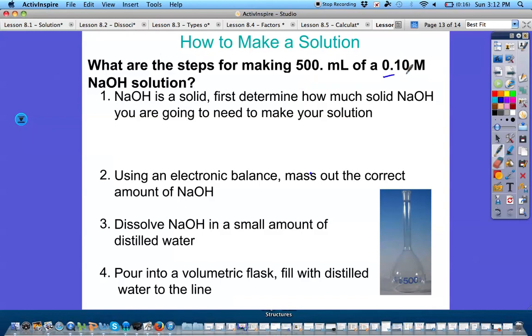We have a 0.10 molar sodium hydroxide solution, and we need 500 milliliters of it. So we're going to plug in 0.10 molar. We don't know the number of moles, but we do know there's 500 milliliters. Convert milliliters to liters, move 3 places to the left, so 0.500 liters.